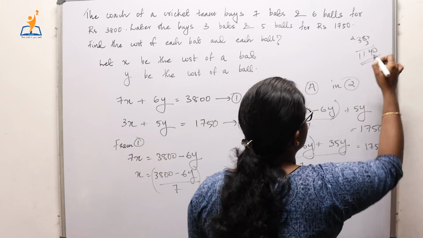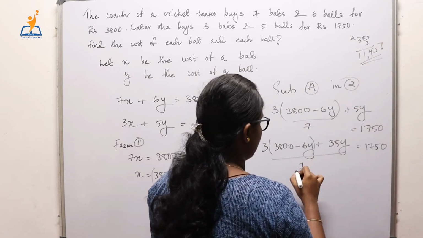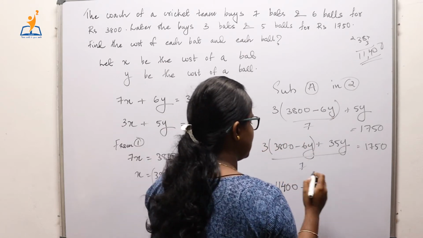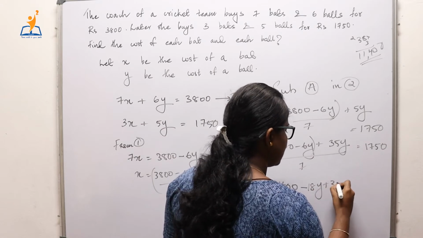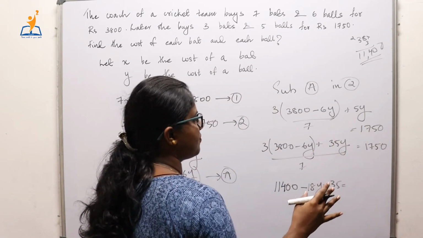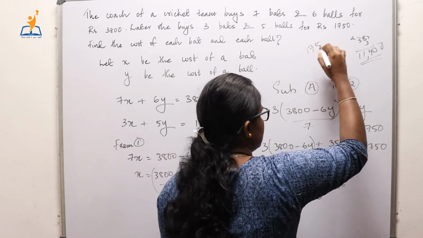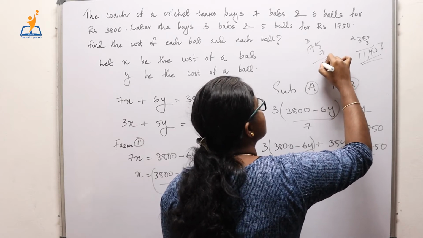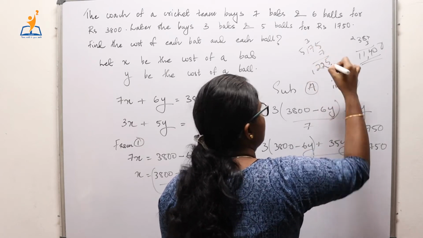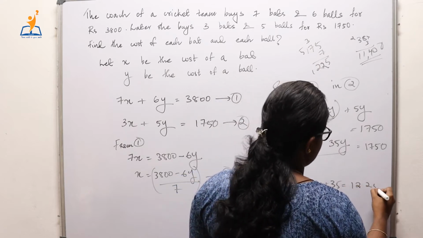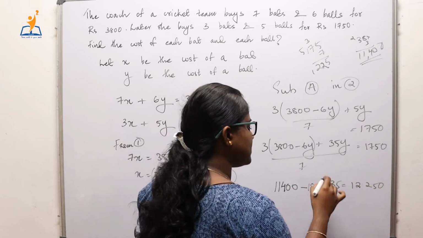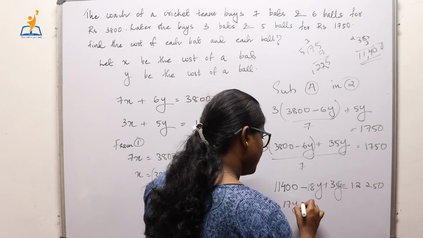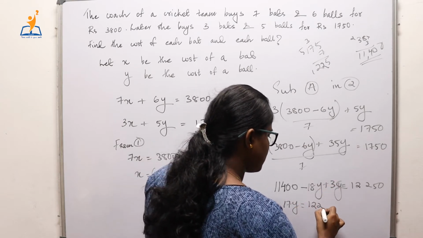That is 11,400. 11,400 minus 6 into 3 is 18, minus 18y plus 35y becomes 1,750 into 7. Therefore 175 into 7, that is 35, 3 7s are 21, 49 plus 3 is 52, so 12,250. Now minus 18y plus 35y is nothing but 17y, and it will become 12,250.